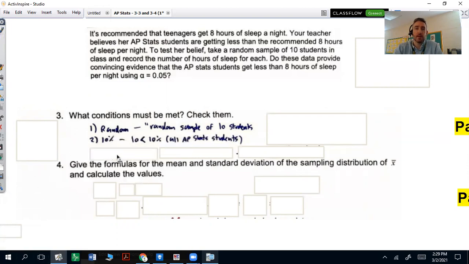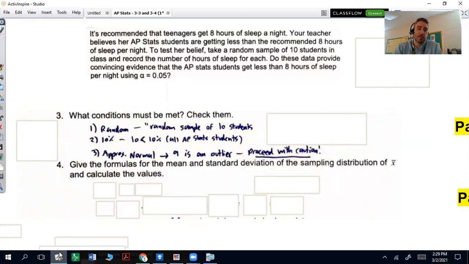And the last one, approximately normal. That one's a little bit iffy, right? Because we have an outlier, and that's giving us a problem. But we're still going to run the test. Just say proceed with caution. If you have an outlier, it's better to say proceed with caution, or we've got to be skeptical, rather than just throw the whole thing away and not do it, because you're going to lose more points for not doing it than for saying be skeptical of the data.